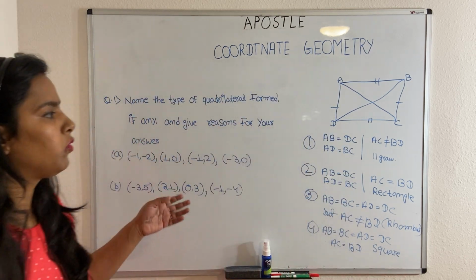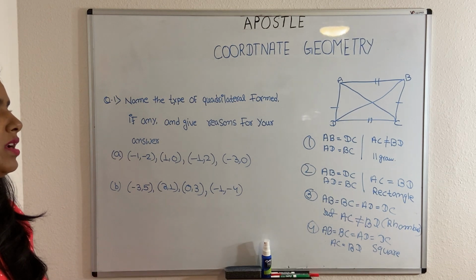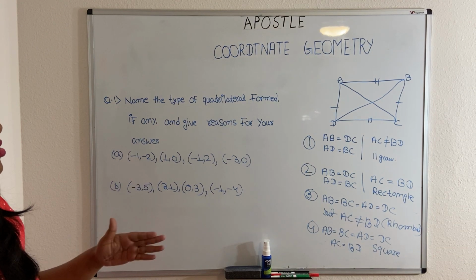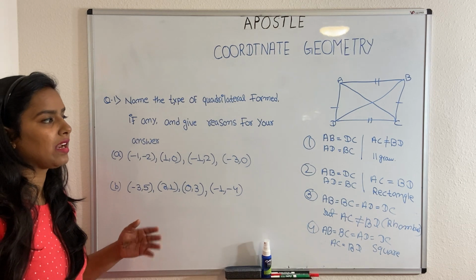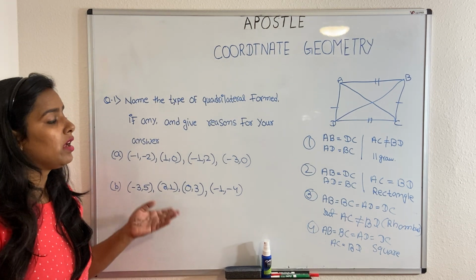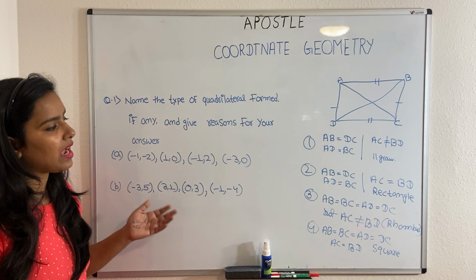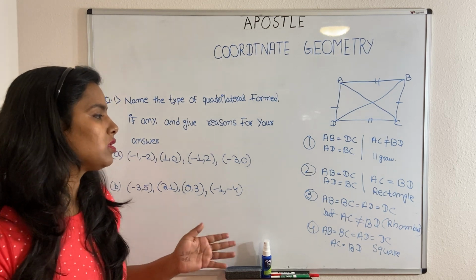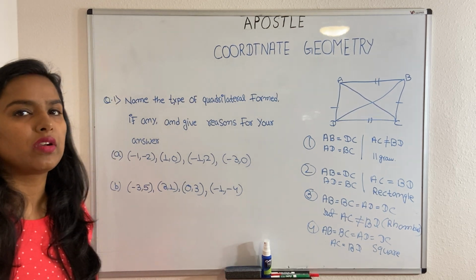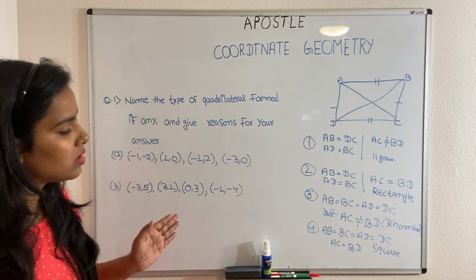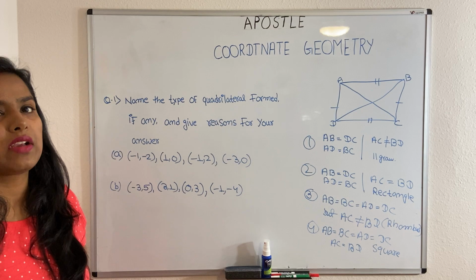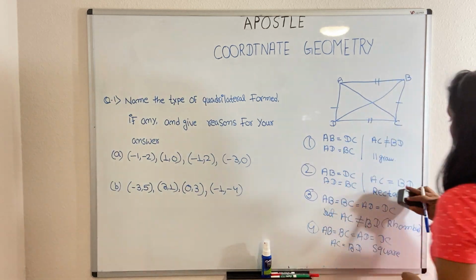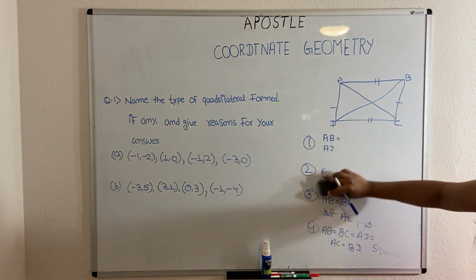So we have four types of quadrilateral: parallelogram, rectangle, rhombus, and square. Now you can differentiate. If AB is equal to DC and AD is equal to BC, but diagonals are not equal, we call this a parallelogram. If the front and back sides are equal and the diagonals are also equal, then we call it a rectangle. If all four sides are equal and diagonals are not equal, then we call this a rhombus. And if all four sides are equal and the diagonals are also equal, then we call this a square. Clear?